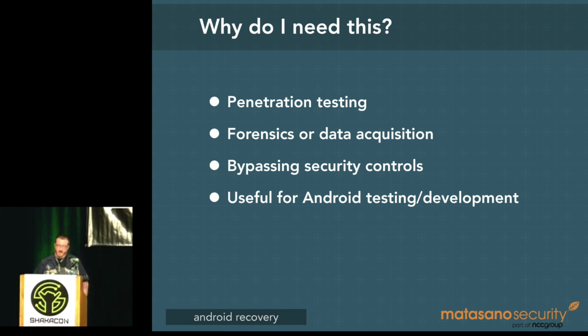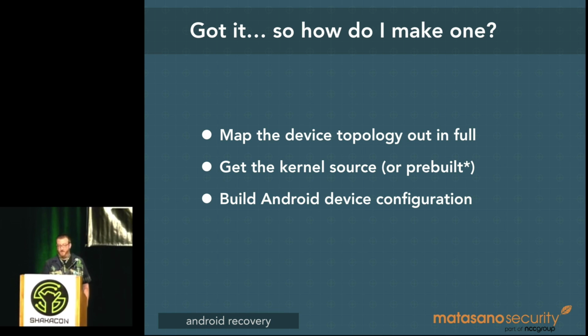So what is this for? Why do I need this specifically? This is great for penetration testing. It's great to have a snapshot of the platform you're working on before you start making changes, so you can roll back if you need to. It's great for forensics and data acquisition. There'll be more slides on that towards the end. It's also a means to bypass security controls. If somebody leaves their phone in a Starbucks or whatever, and they have a lock screen, and they've elected not to encrypt their user data partition, you can simply boot and delete that in a lot of cases. So bypassing those kinds of controls. And it's also really useful for testing and development of custom Android installations as well.